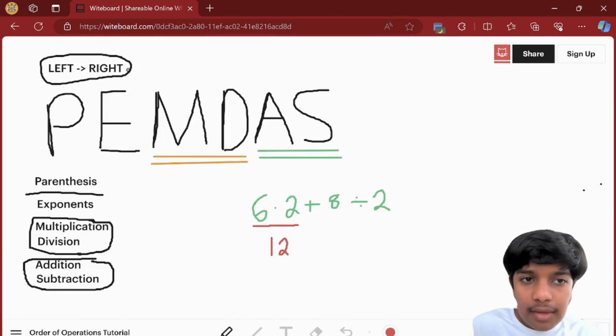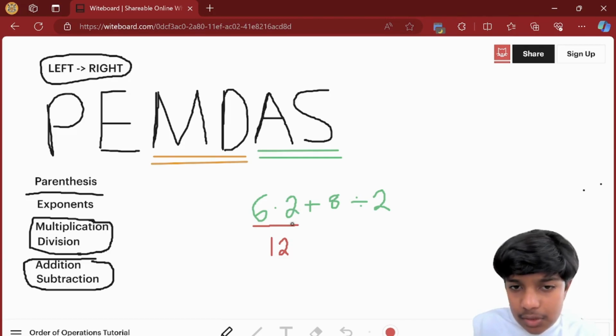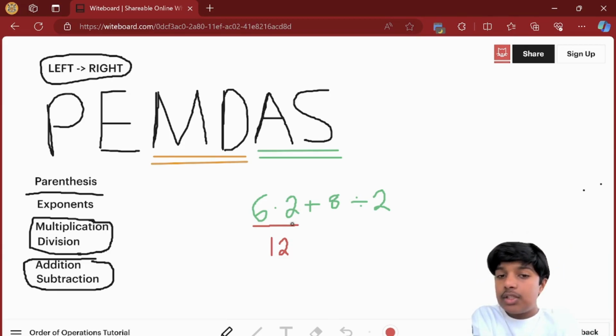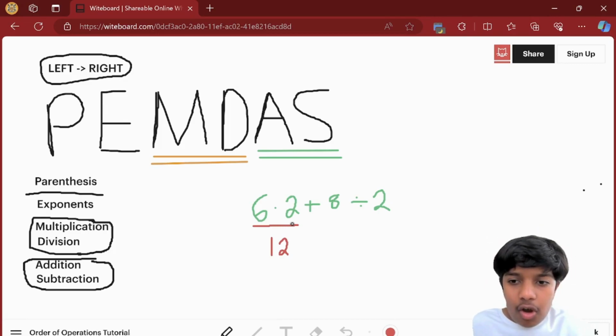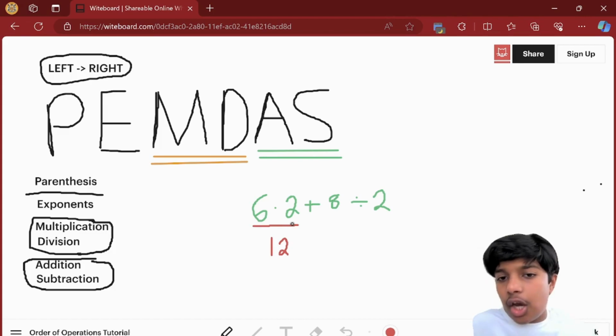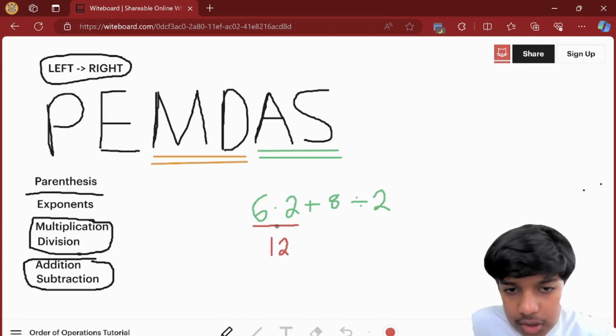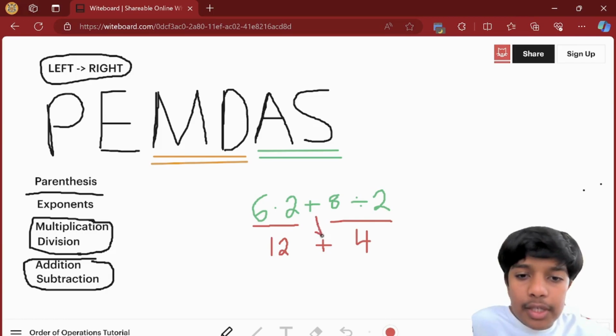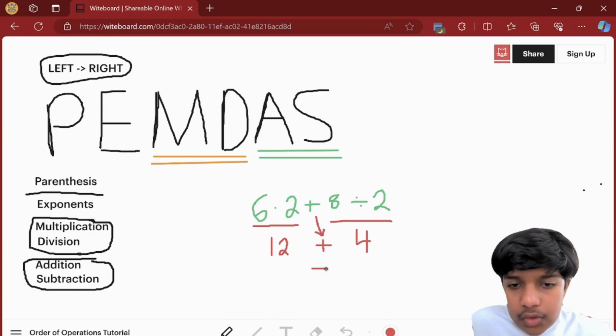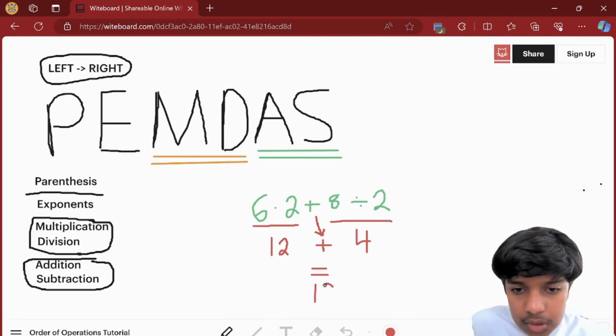So when I say left and right, you don't always follow that rule. So you do, but it's a little complicated, not really. You first focus on the hierarchy, should I say. Since we know multiplication and division are given more priority than addition and subtraction, we focus on multiplication and division first. So 6 times 2 is 12, 8 divided by 2 is 4. And then we add them together, and we know that the final answer is going to be 16.